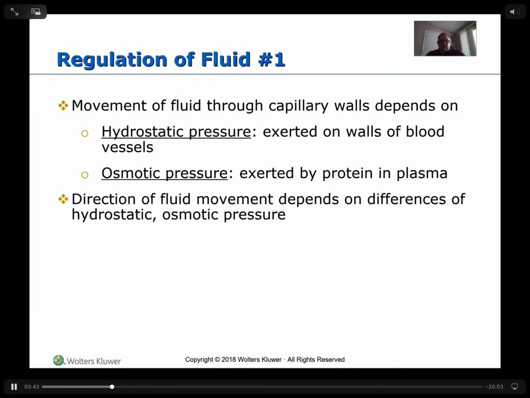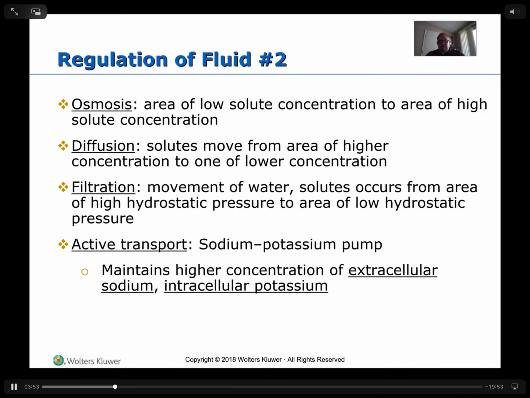As your body regulates fluid, it moves through capillary walls depending on hydrostatic pressure and osmotic pressure. It's good to review that, as that's how your body maintains the pressures. Besides pressure, there is also osmosis, diffusion, filtration, and active transport via the sodium-potassium pumps.